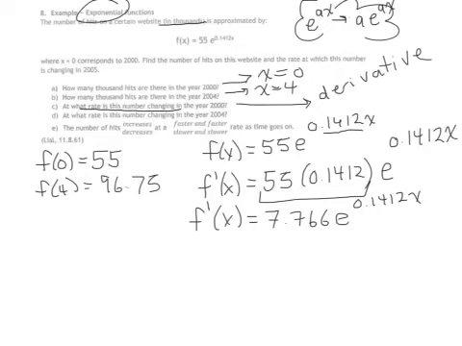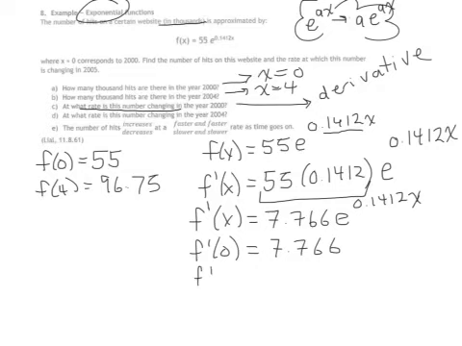Okay? The next part of the question says, at what rate is this number changing in the year 2000? So that means you're going to be solving the derivative function, the rate of change function, for the year 2000, and we know that in the year 2000 x equals 0. So we have the rate of change function at 0, and again, if x is 0, this whole e to the 0.1412 times 0 will become 1. And so we're left with 7.766. So that's 7.766 thousand per year, okay, rate of change.